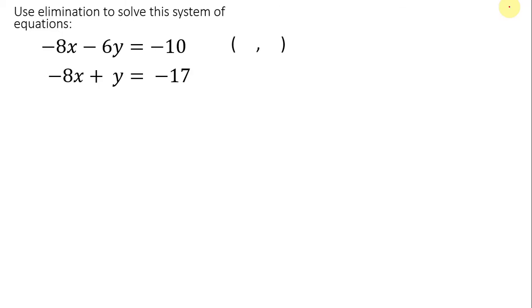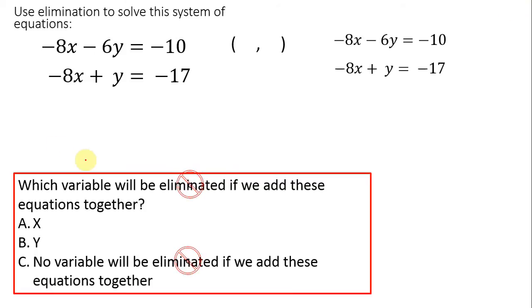Problem 4. Use elimination to solve this system of equations. Alright, so there's our two equations. We add them up right now. Which variable is going to be eliminated? Alright, here, same thing. Answer choice C.